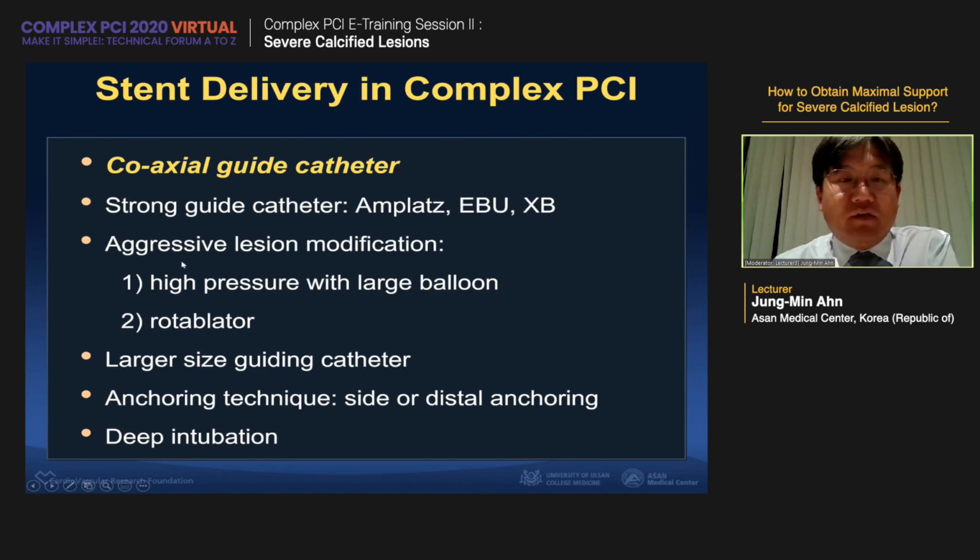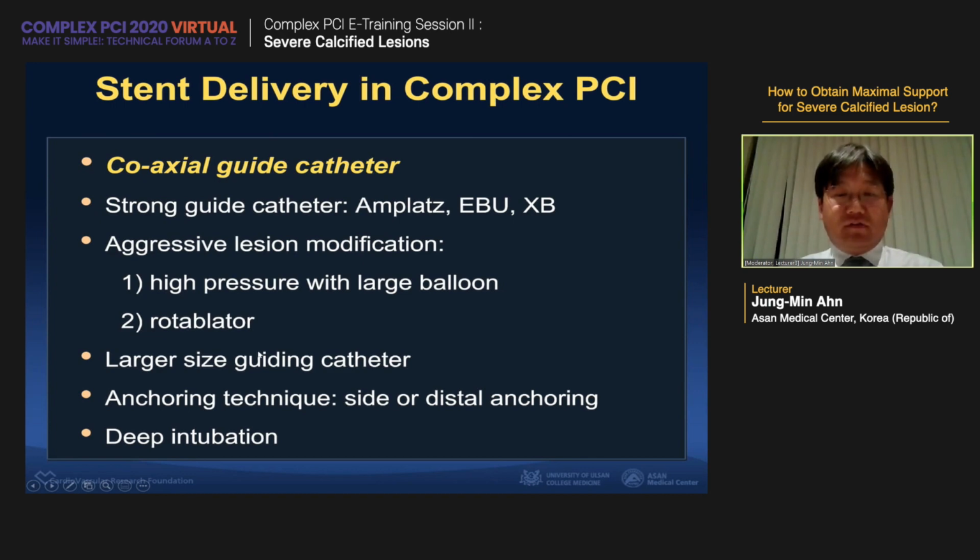In addition, aggressive lesion modification is very important to get strong support, particularly for calcified lesions: high pressure balloon, or rotablators. In addition, compared with a smaller lumen guiding catheter, a larger size guiding catheter may have stronger support for complex lesions.